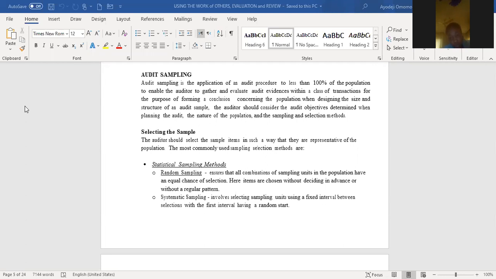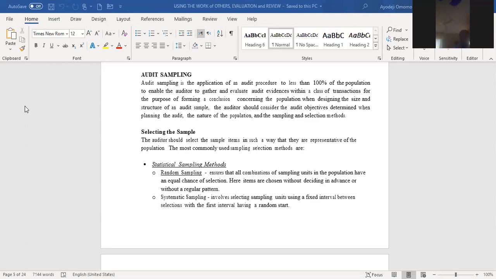And when you now apply these audit procedures on less than 100%, what you are trying to do is that you are taking that sample to represent the whole population. So that's to tell you that whenever you are selecting your sample, you need to be very careful. You have to be sure that your sample represents every nature in that population.